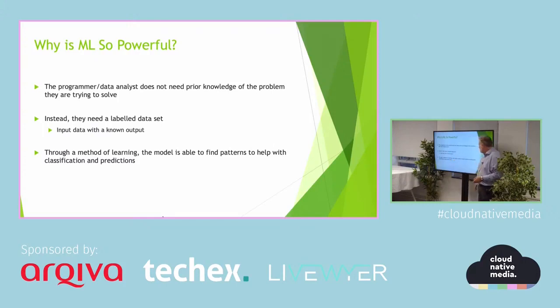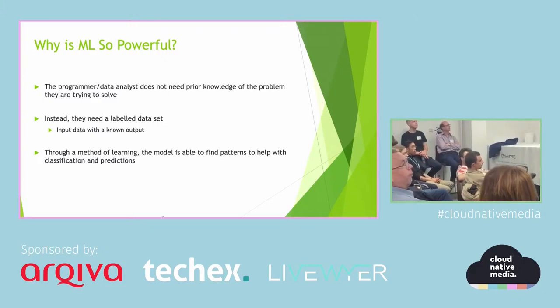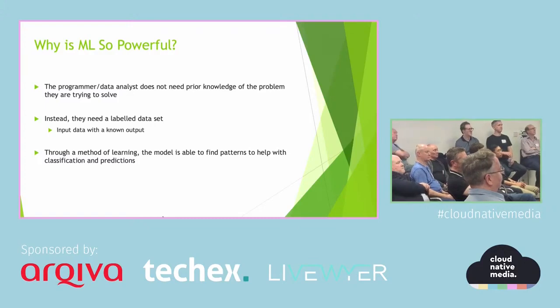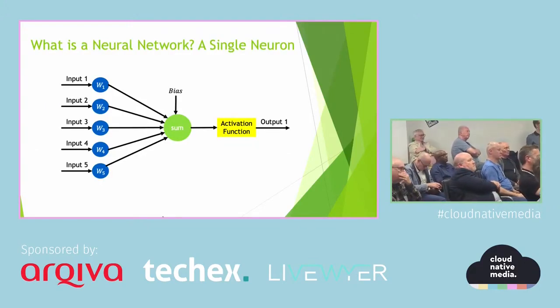And through a method of learning, the model is able to find patterns to help with classification and predictions. So classification is the stuff I'm doing, EF and MF detection and classification. Predictions is things like ChatGPT, where you say, write me a thesis to finish my PhD, and it will spit something out in 10 seconds. The only problem is the chances are your supervisor got there before you.